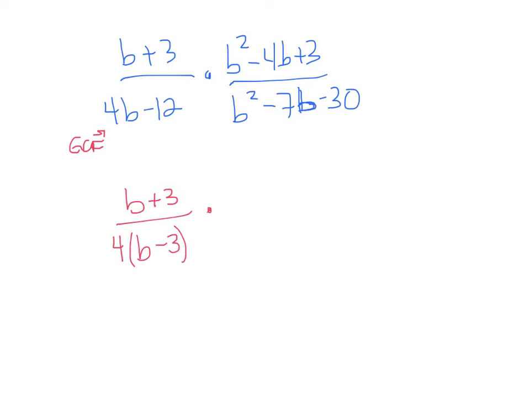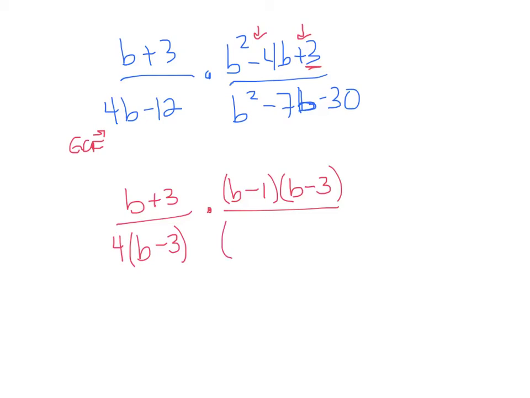times b squared minus 4b plus 3 factors into b and b. And then 3 is 1 and 3. And to multiply to be a positive, they have to have the same signs. To add to be a negative, they both have to be negative. And you can check that. It multiplies to be a positive 3 and adds to be a negative 4.